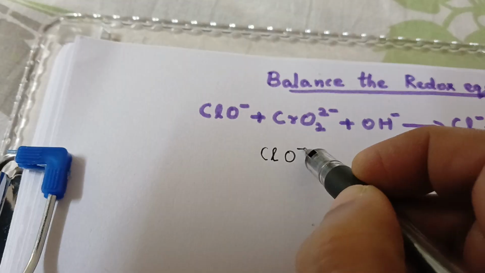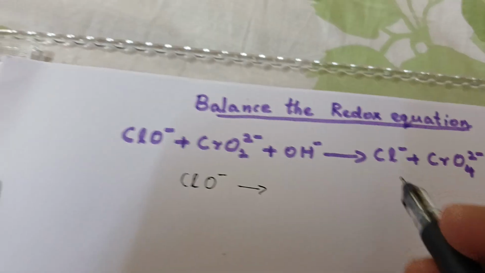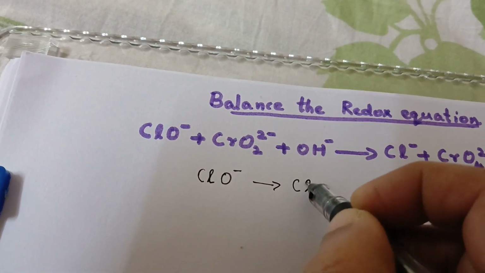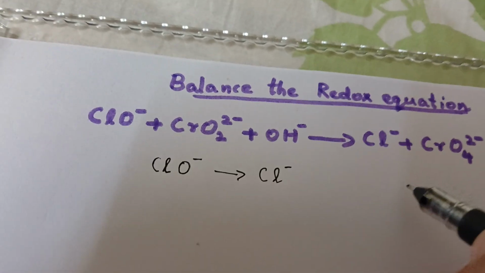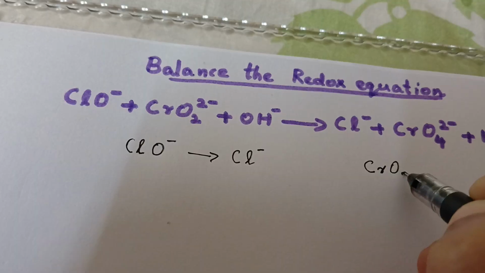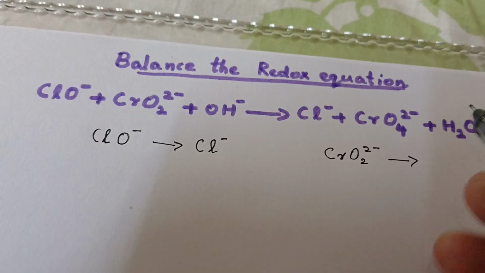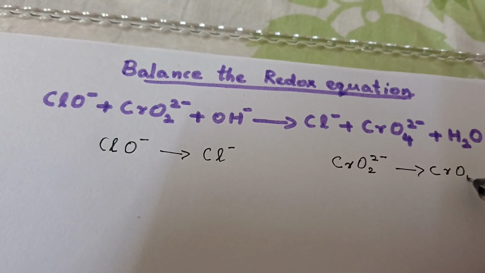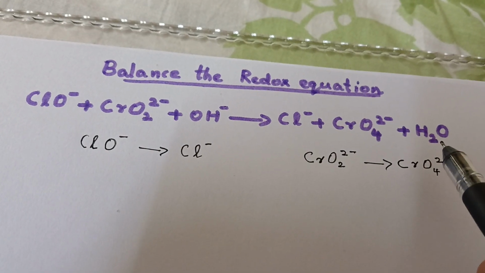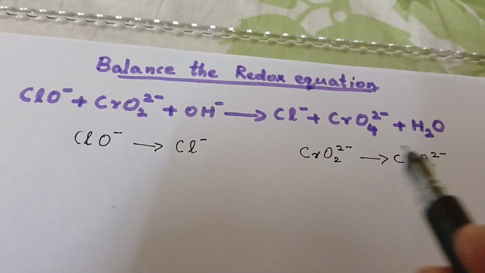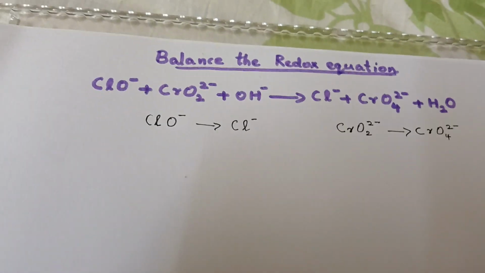So, let us find the one having chlorine in it. ClO minus giving Cl minus, chlorate giving chloride, that is one half reaction. The other is CrO2 2 minus giving the other one containing chromium, which is CrO4 2 minus. Here OH minus and H2O, hydrogen and oxygen, are not having a change in their oxidation states. So we need not consider them.